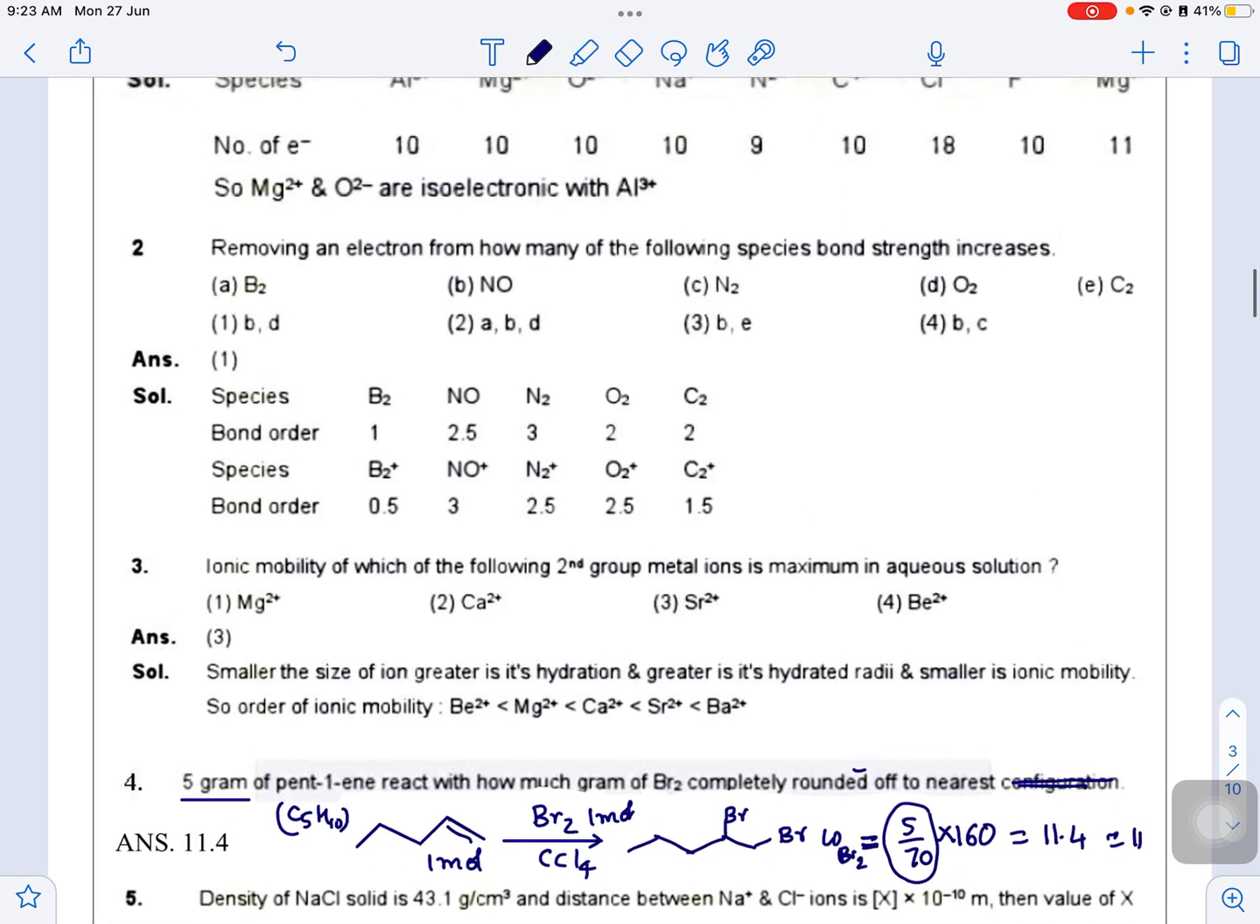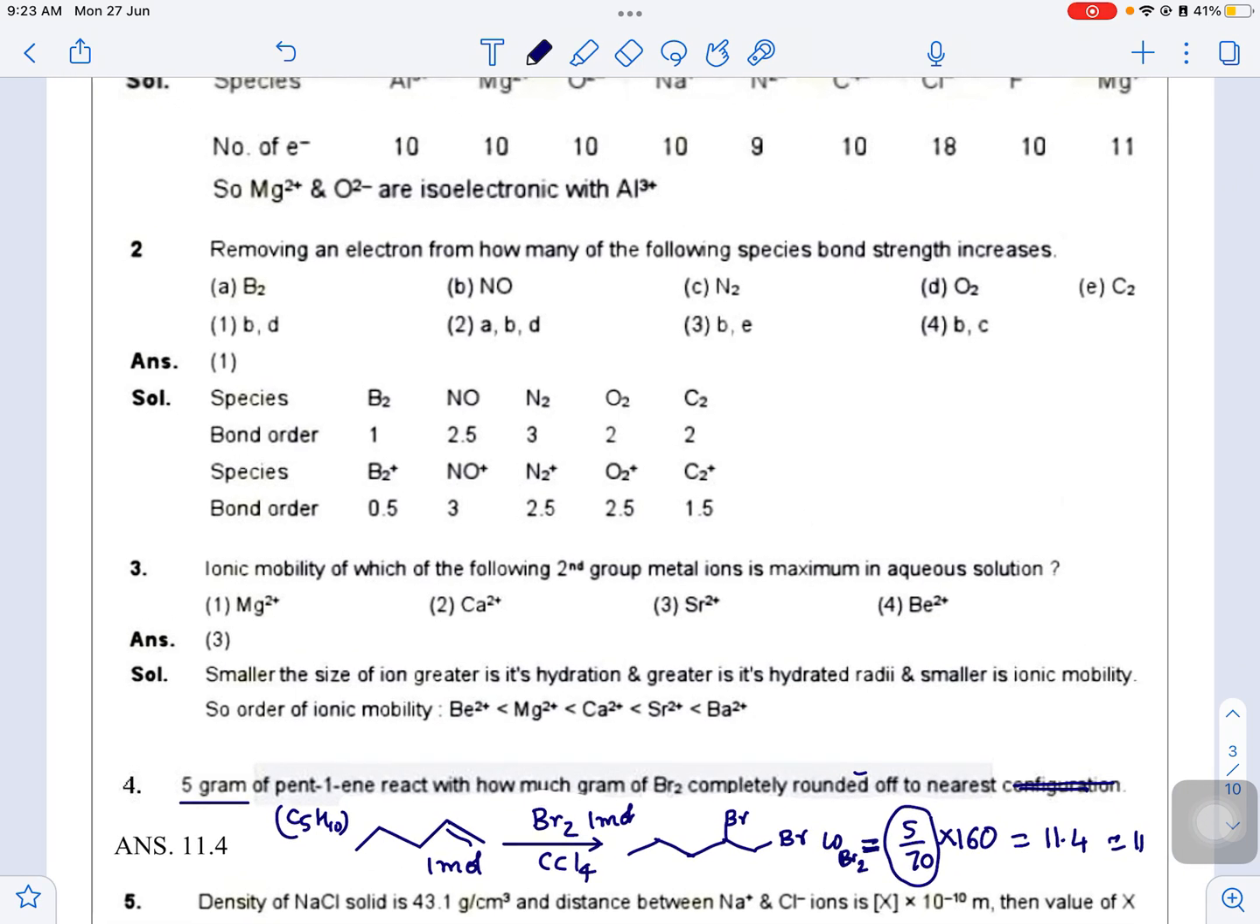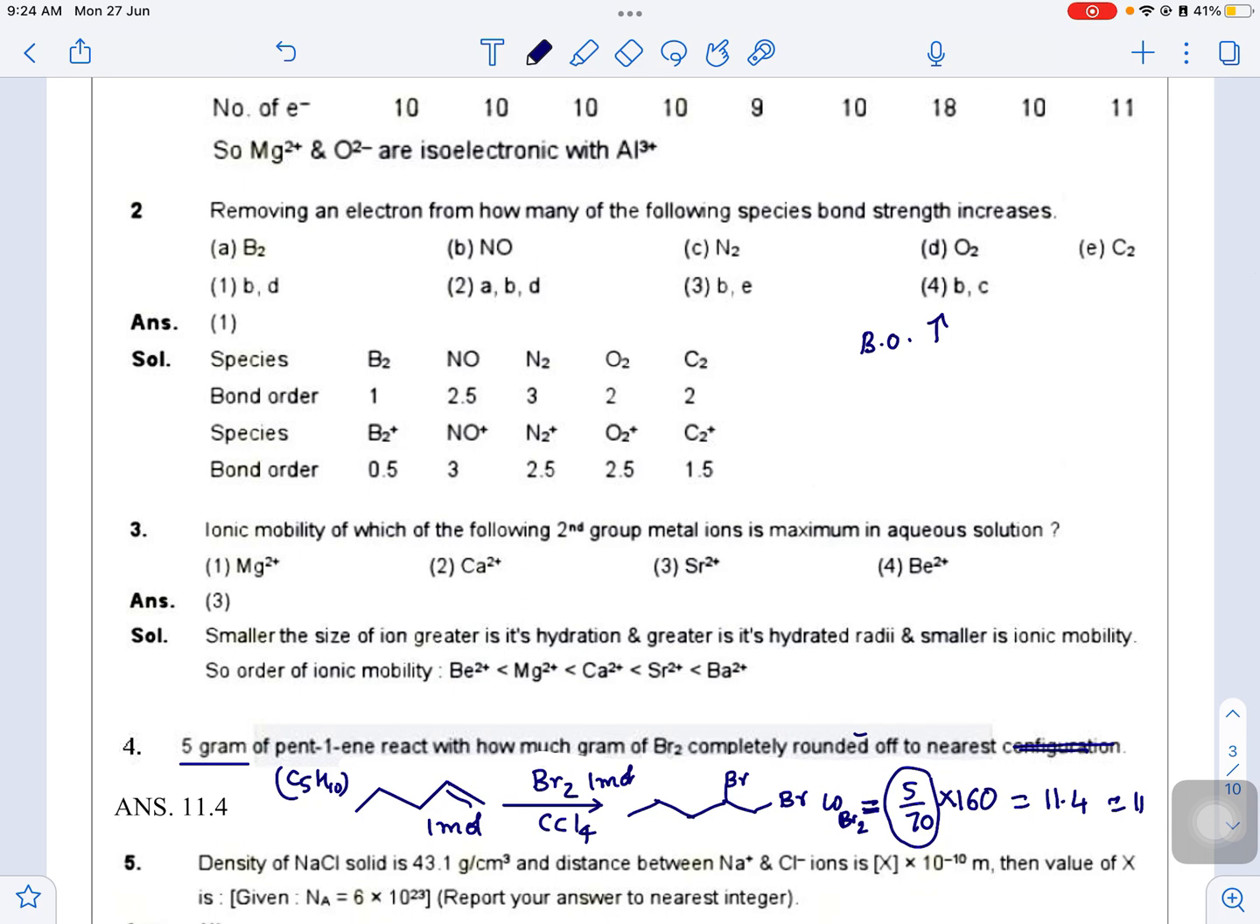Removing an electron from how many of the following species does bond strength increase? Bond strength increase means bond order should increase. So for bond order to increase, we should remove an electron from an anti-bonding molecular orbital. If the electron is removed from an anti-bonding molecular orbital, the bond order will increase. So for that, we should write the electronic configuration using molecular orbital theory.